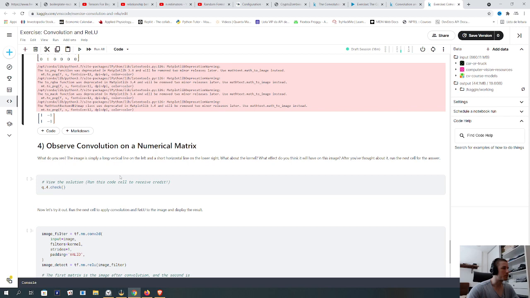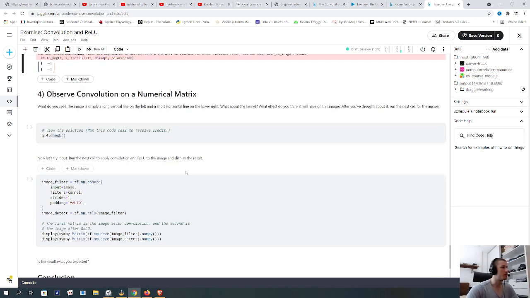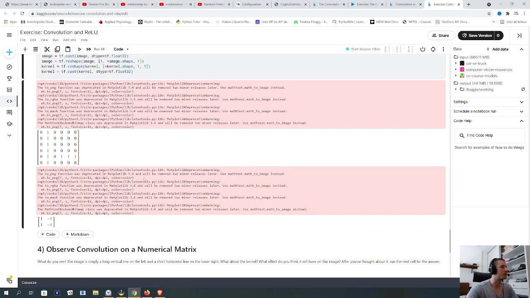Observe a convolution on a numerical matrix. What do you see? The image is simply a long vertical line on the left and a short horizontal line on the lower right. What about the kernel? What effect do you think it will have on this image? After you've thought about it, run the cell and answer.